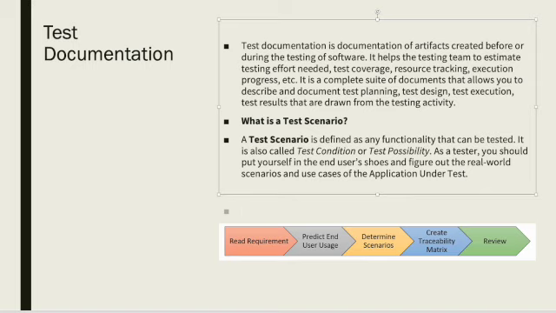All right. So for test scenario, we actually define the functionality based on the possibilities or test conditions for an application that is under test, or for a software that you're about to test. That's what it means. So it goes from reading of requirements, to predicting the user usage, to determining possible scenarios, to creating traceability metrics in some cases, and then to reviewing. All right. So you have your what? Your test scenario. We will do more on this one later.